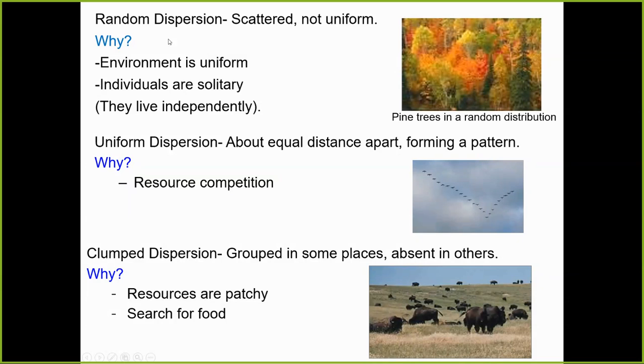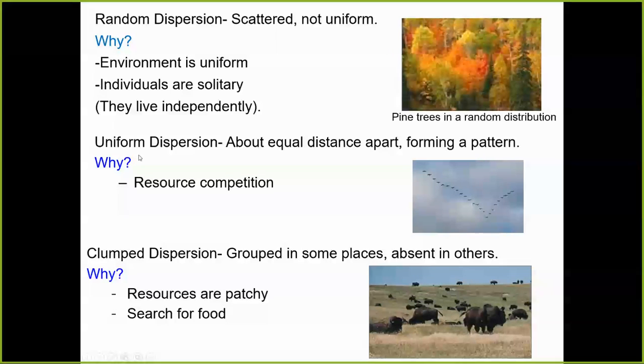We will sometimes see random distributions in animals where they are solitary animals. For example, sloths in South America tend to be randomly distributed. All right, what about uniform dispersion? So these tend to be when we see equal distancing between the individuals. They are equally distributed and they form some kind of a pattern.